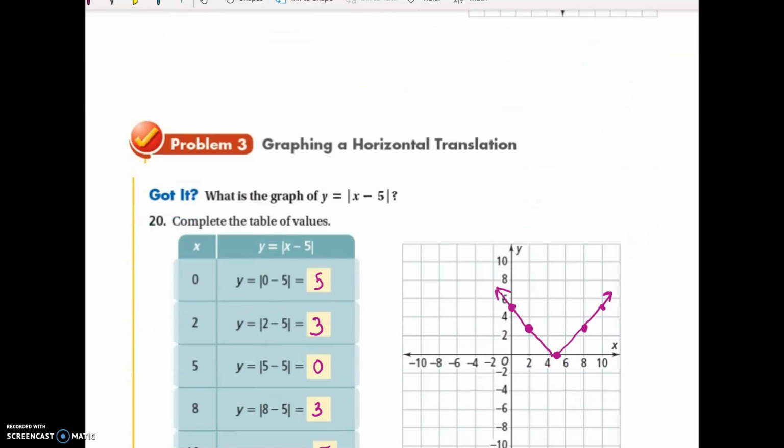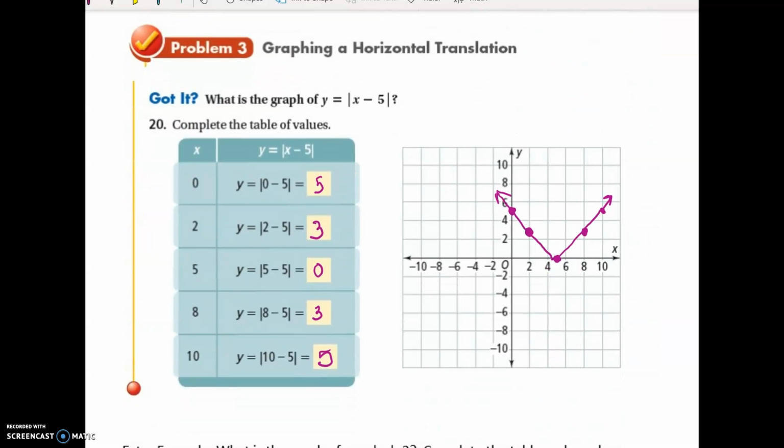Moving on to problem 3, which I already have done here. It wants us to graph this absolute value function, and it does ask us to complete the table of values. Well, you don't always need the table of values when we're just translating, but I do think it's nice just to see so you can check and make sure that your points kind of line up and match what the parent function would be.